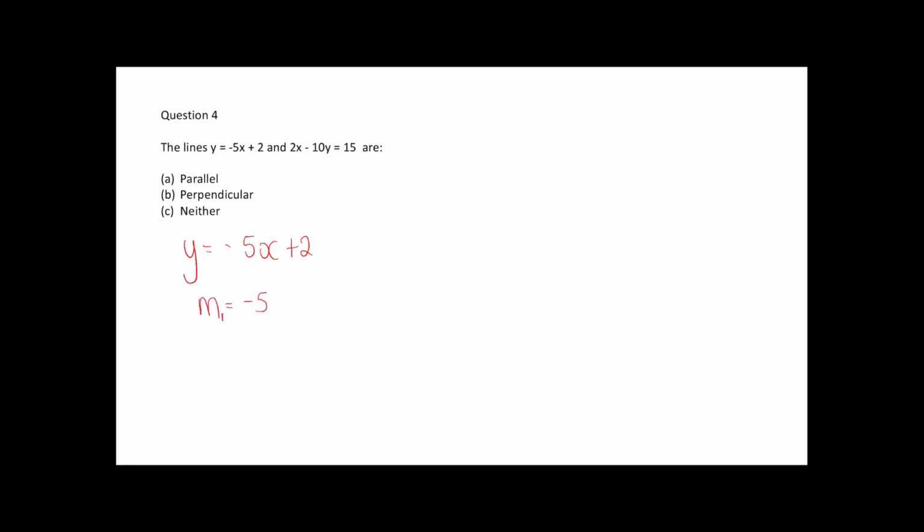The next equation, we've got this 2x minus 10y equals 15. That's not as straightforward because it's not in the form y equals mx plus c. So much like questions 1 and 2, we're going to have to manipulate that. Now to do that, I'm going to start off by adding 10y to both sides. And the reason that I'm doing that is so that I've at least got a positive y. That gives me 2x equals 15 plus 10y. I'm then going to subtract 15 from both sides because I'm aiming to get that y on its own.